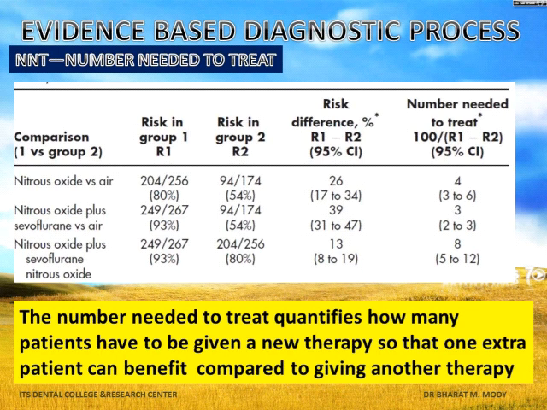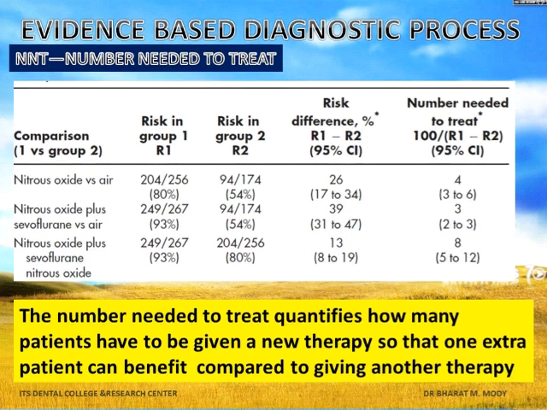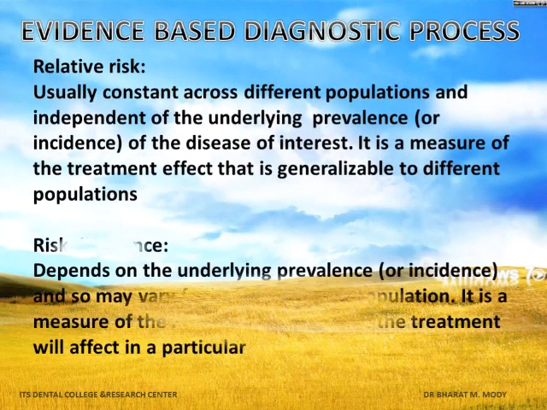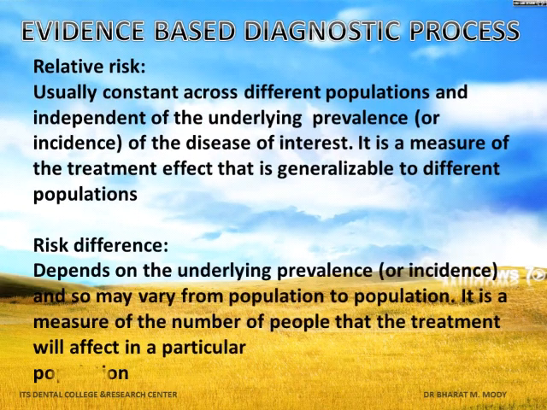As you can see, coming back to it, what is most important is the number needed to treat. This number needed to treat quantifies how many patients have to be given a new therapy so that one extra patient benefits. Normally in therapy, harm, prognosis and causation, we need to go for number needed to treat. Otherwise your results will give you a false impression.